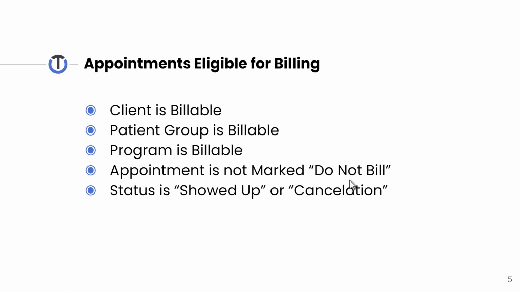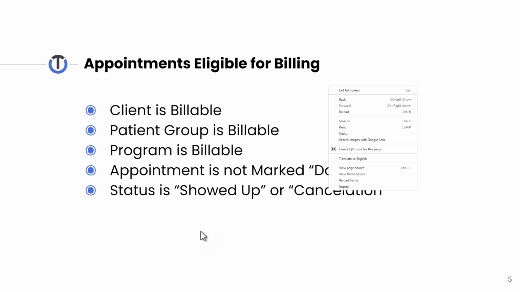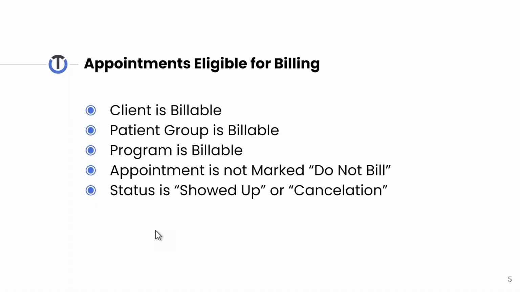On the appointment record, there's a checkbox, which you'll see in a few minutes, that you can set as do not bill. If that's checked off, the appointment's not going to show up to transition. The status needs to be a showed up or cancellation status. Showed up or cancellation. Keep in mind you can put in your custom showed up reasons in the maintenance menu, and those would qualify.